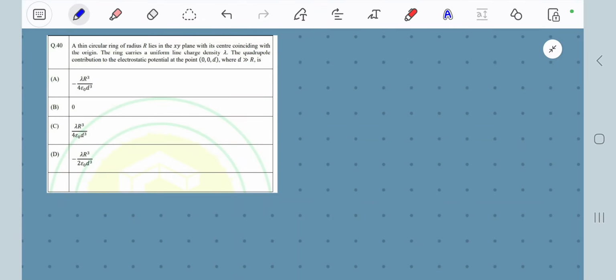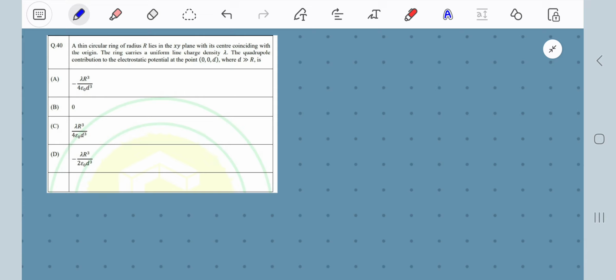So अभी हम देखने वाले हैं problem 40, GATE Physics 2025, and what we are asked. So we are given a thin circular ring of radius r which lies in the xy plane with its center coinciding with the origin. Fine. A ring carries a uniform linear charge density lambda. The quadrupole contribution to the electrostatic potential at the point (0, 0, d), where d is greater than r.